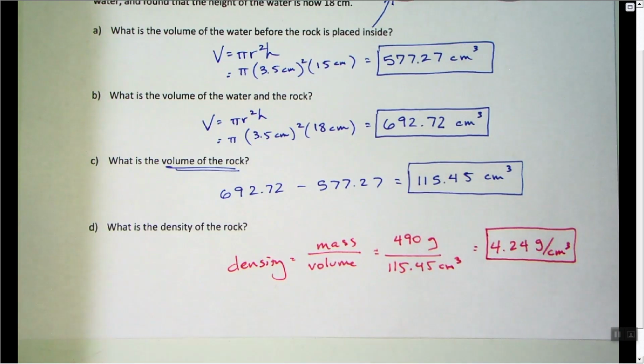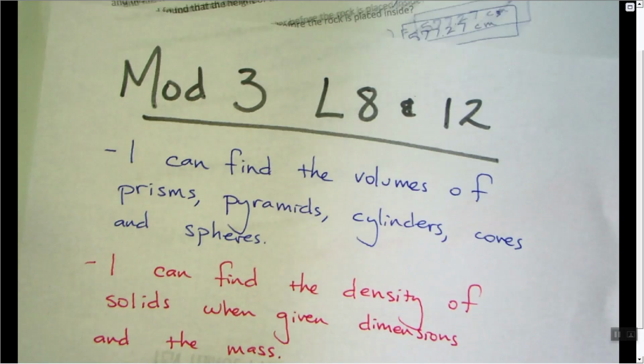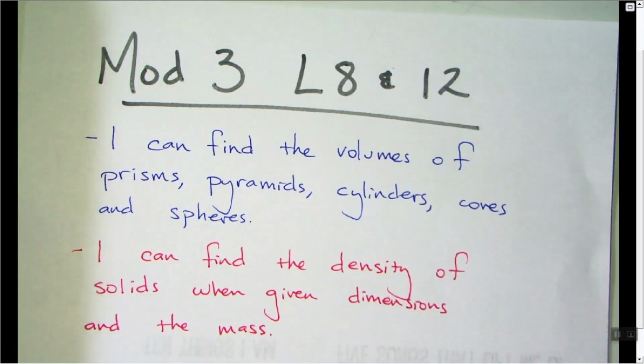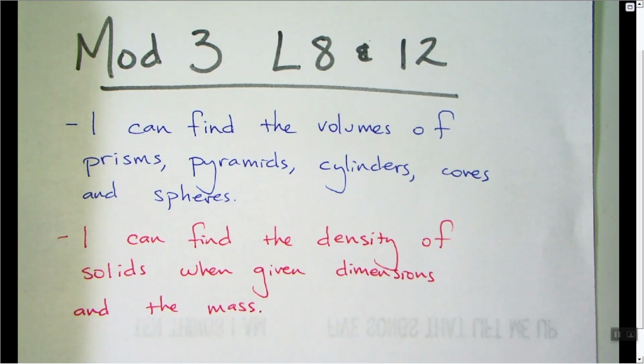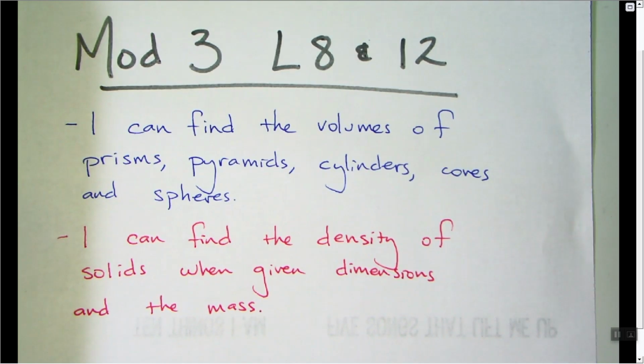Okay, so that is an introduction to finding volumes of prisms, pyramids, cylinders, cones, and spheres. And also talking about how to find the density of solids when given dimensions and the mass.